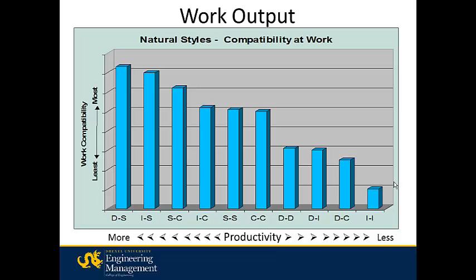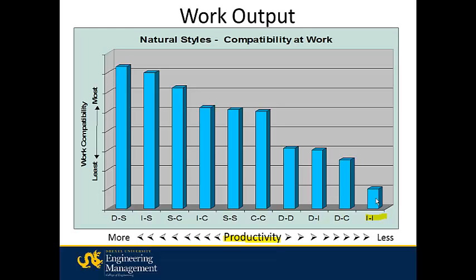Now, moving from social compatibility to work output, what if we put these styles together? You remember we started the social compatibility putting the two I's together. Although they're highly compatible, one of the things that has been found from the research is that productivity for these two styles when working together will be extremely low. However, they may be highly socially compatible, but you'd have to provide additional monitoring in order to ensure work output may be necessary.